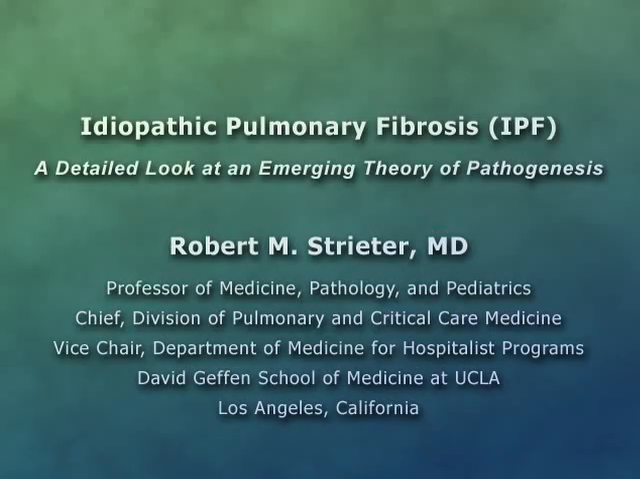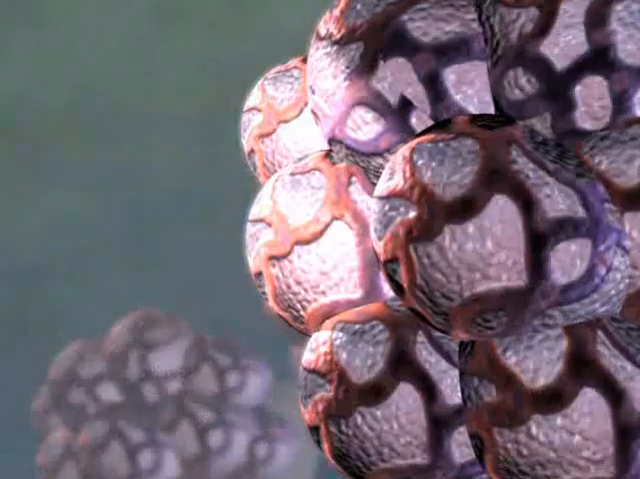Dr. Robert Streeter, Professor of Medicine, Pathology and Pediatrics, and Chief of the Division of Pulmonary Medicine at the University of California, Los Angeles, will now take a more detailed look into this theory, beginning at the alveolar capillary wall.